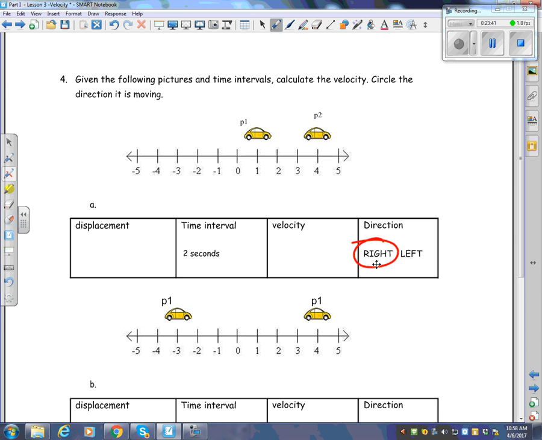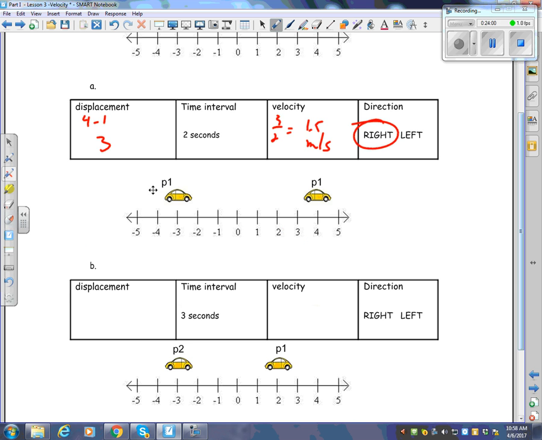Okay, what's the displacement? I went from 1 to 4, so the displacement is 4 minus 1, which is 3. The time interval is 2, so 3 over 2 is 1.5 meters per second. It's not hard.